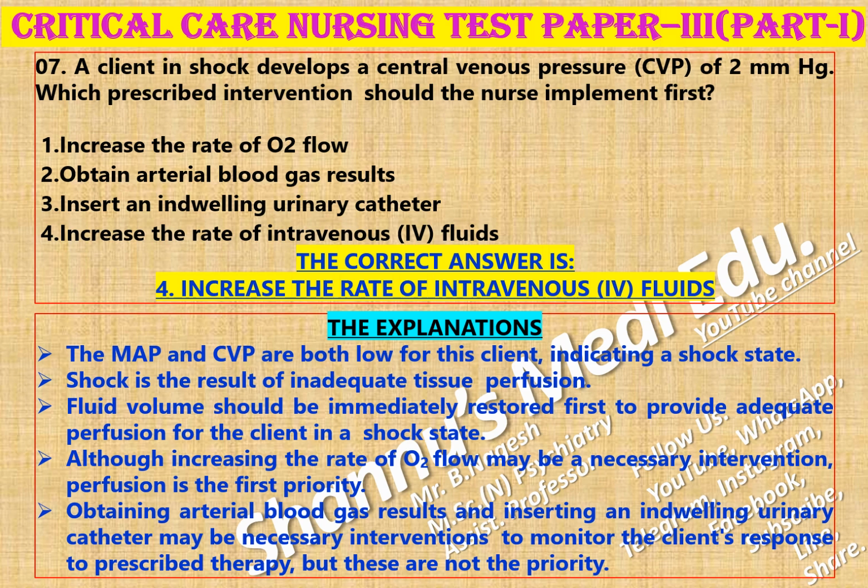Obtaining the arterial blood gas results and inserting an indwelling urinary catheter may be necessary interventions to monitor the client's responses to the prescribed therapy, but they are not the priority.